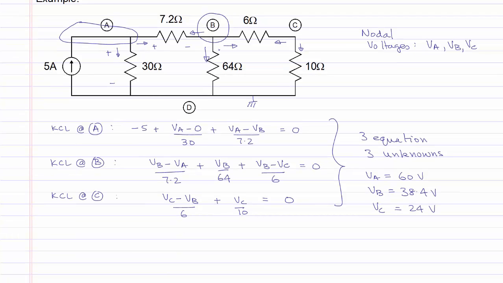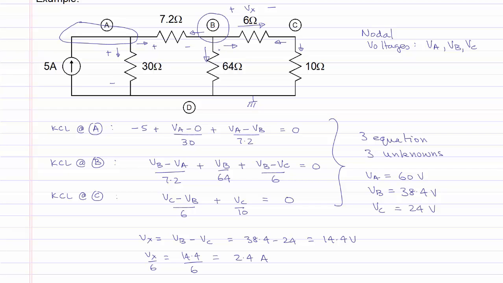Once we have solved for the nodal voltages, we can calculate any other voltage or current in the circuit. For example, if you're interested in the voltage across the 6 ohm resistor, shown as Vx with the polarity given, then Vx will be equal to VB, the positive end of Vx, minus VC, the negative end of Vx, which will be equal to 38.4 minus 24 is equal to 14.4 volts. The current through the 6 ohm resistor in the direction shown will be equal to simply Vx over 6 ohms, which is 14.4 over 6, 2.4 amperes.